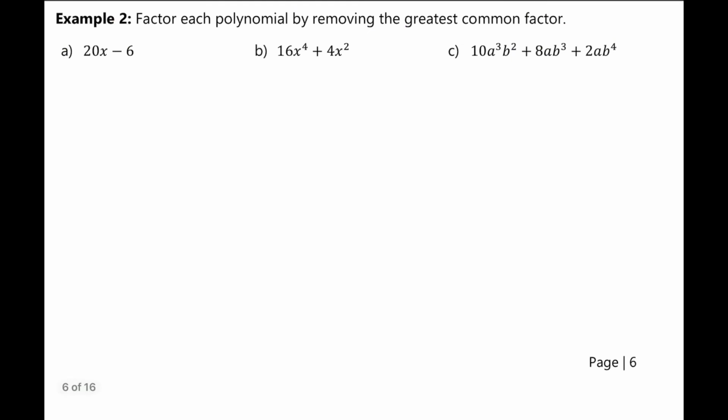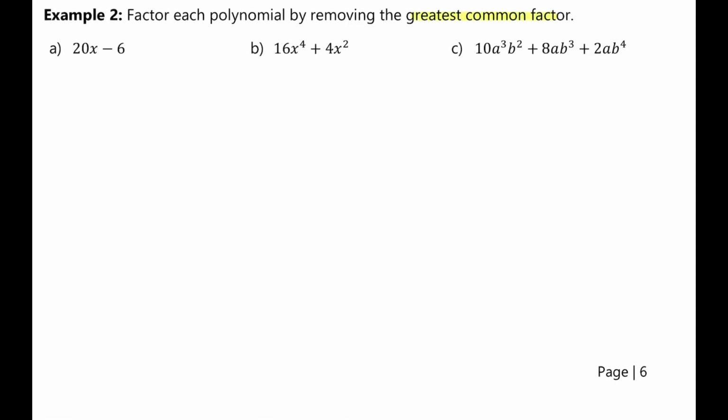Example number 2. Factor each polynomial by removing the greatest common factor. Part A. 20x minus 6. I will first look for a common factor. 20x divided by 2 would be 10x, and 6 divided by 2 is 3. So our greatest common factor is 2.